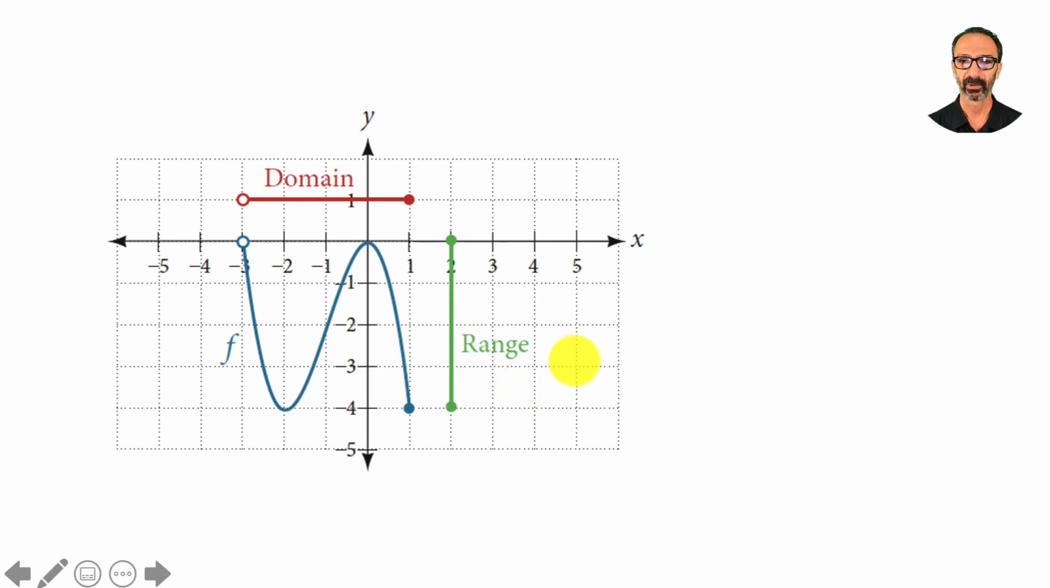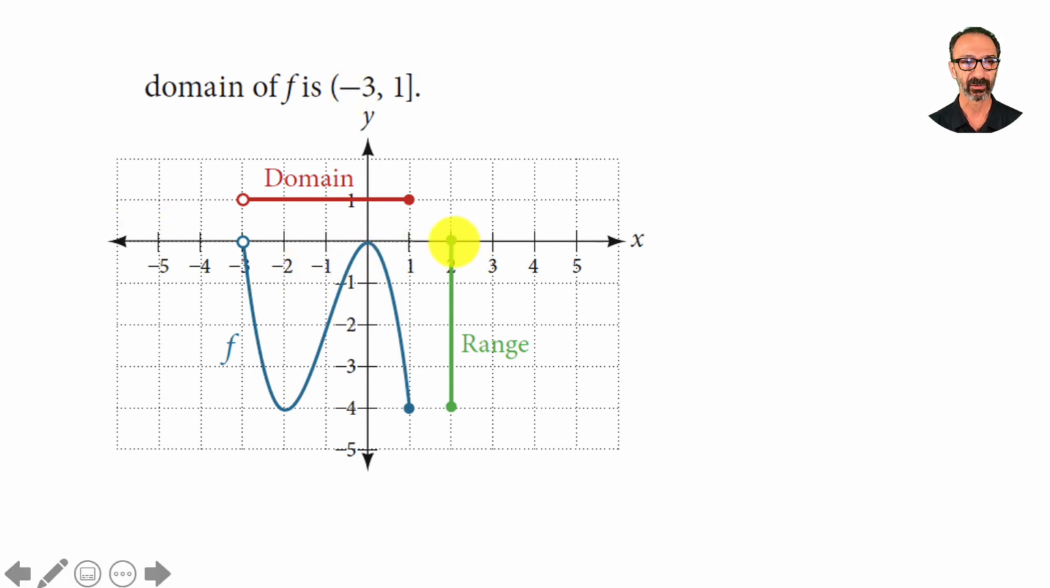And to describe more, the domain would be from this point to this point, including this point, including 1, because we're looking at x values, and not including -3. So here's the domain: from -3 to 1, including 1, and not including -3.